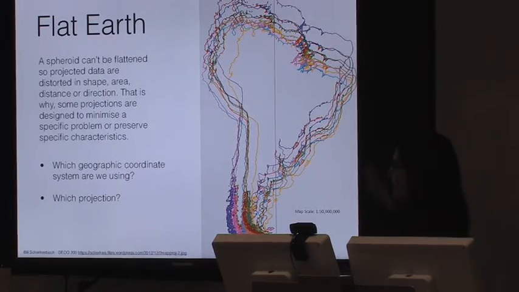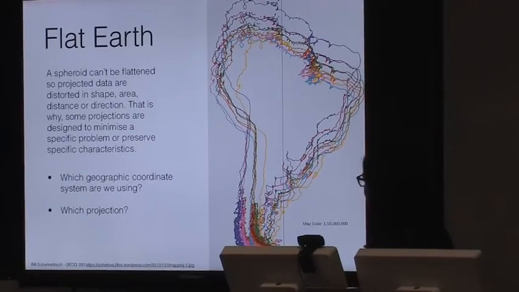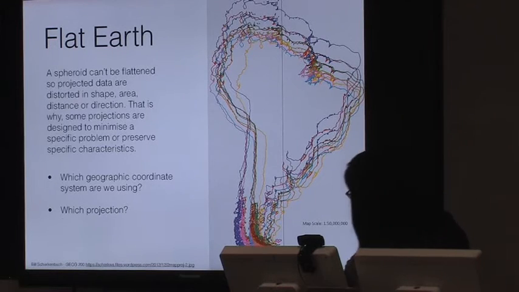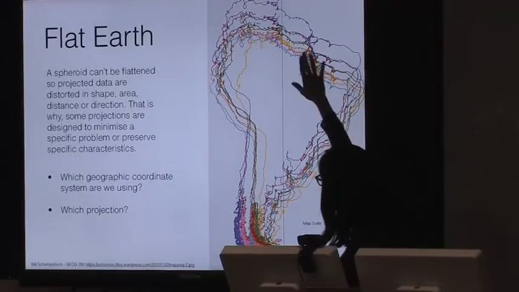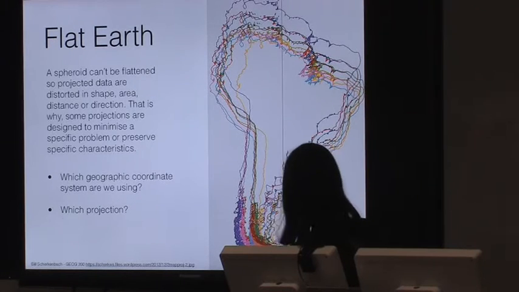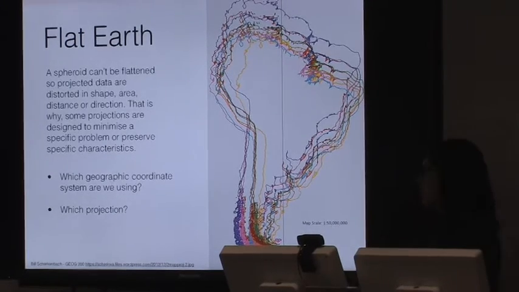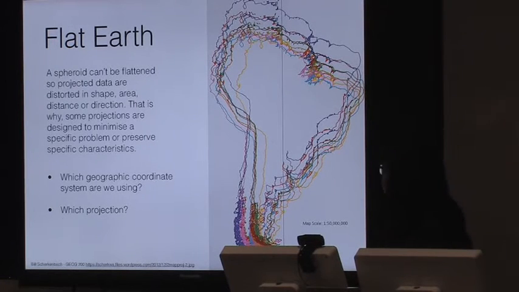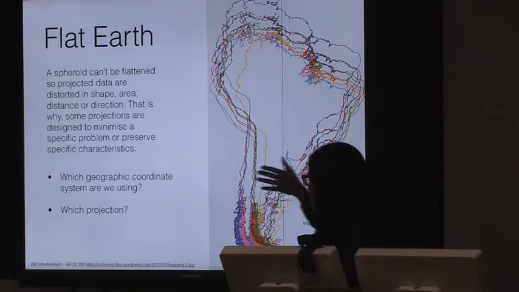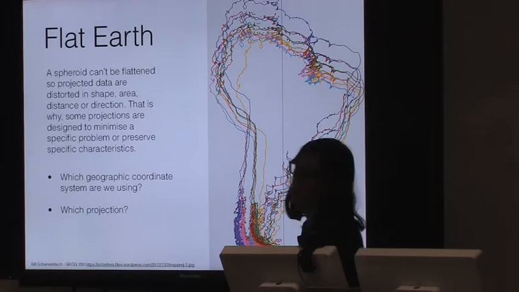So a sphere can be flattened, but the projected data are going to be distorted in shape, area, distance, or direction. That's why some projections are designed to minimize a specific problem or preserve specific characteristics. I found this very nice image online with plots of South America based on many different projections. You can see some projections are designed to preserve angles, some are designed to preserve specific distances. Some are conformal, some are on the cylinder, some are different. Depending on what you want to preserve is the one that you will pick. So these are two questions that you always need to ask when you get hold of some data: which geographic coordinate system are we using, and which projection?